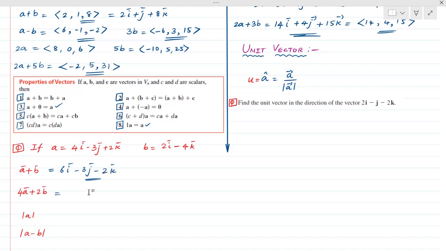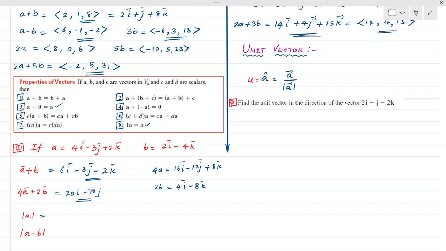Now 4a plus 2b. In order to calculate this part, I have to calculate the 4a first. What is the 4a? It is 16i minus 12j plus 8k. Then 2b. What is 2b? 4i minus 8k. Now add these two. You will get 20i. There is no j term, minus 12j. Then minus k plus k cancel. It will be 0.